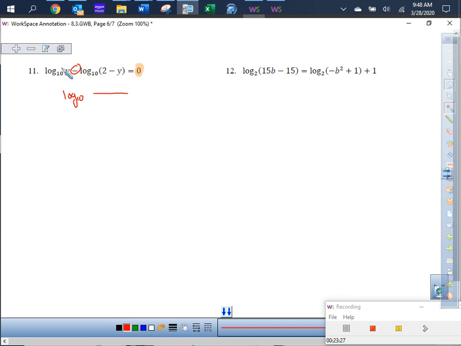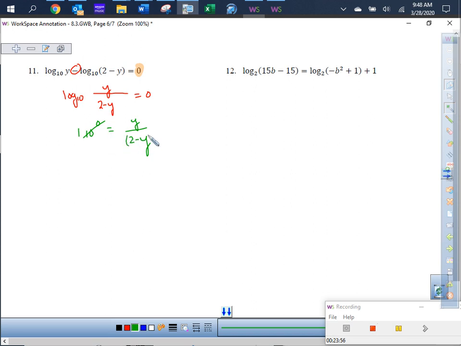Whoever's got a positive in front of him is upstairs. Whoever's got a negative in front of him is downstairs. And the log base 10 is still there, and the equals 0 is still there. All we did was condense it first. Now, rewrite exponentially. Base to the exponent equals argument. And then 10 to the 0th power is really 1.